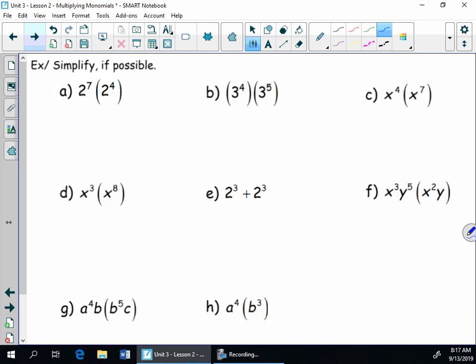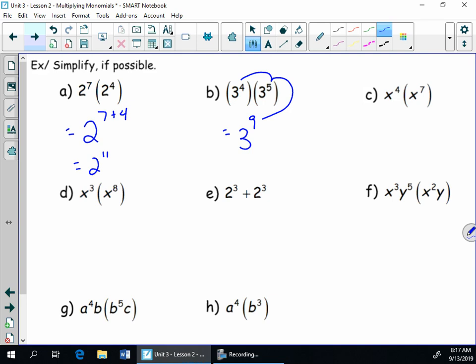2 to the 7 times 2 to the 4. So 7 2's times 4 2's. Well, that's the same thing as saying I've got 11 2's. And add my exponents together. My bases are the same, and they're being multiplied. 3 to the 4 times 3 to the 5. Well, that's a whole bunch of 3's. How many? Well, 4 and 5 makes 9.